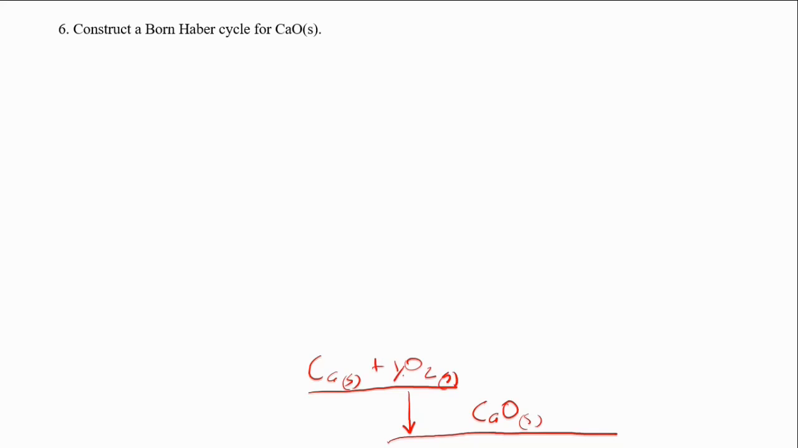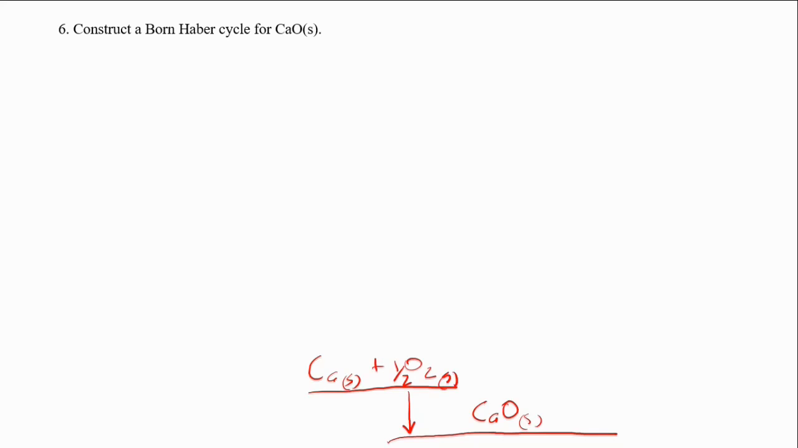Now, here's another interesting question, which asks us to construct a Born-Haber cycle for calcium oxide. Now, let's see if we can do that. Well, let's start all the way down here. Give ourselves a little space. Now, calcium oxide, solid, formation. Formed from solid calcium and oxygen gas. Right, we have to take half of that.